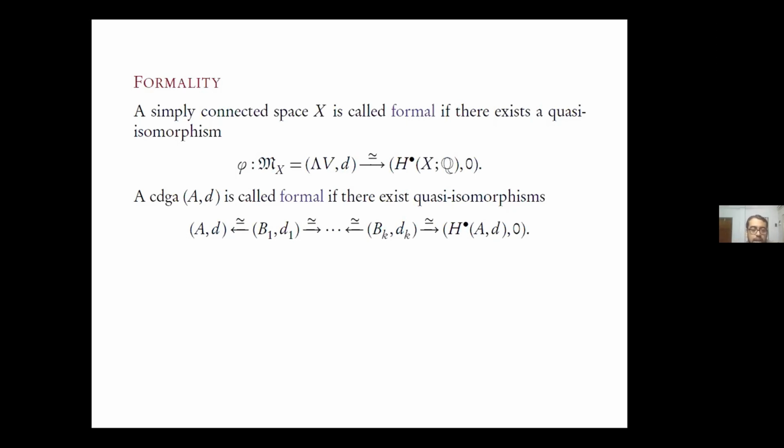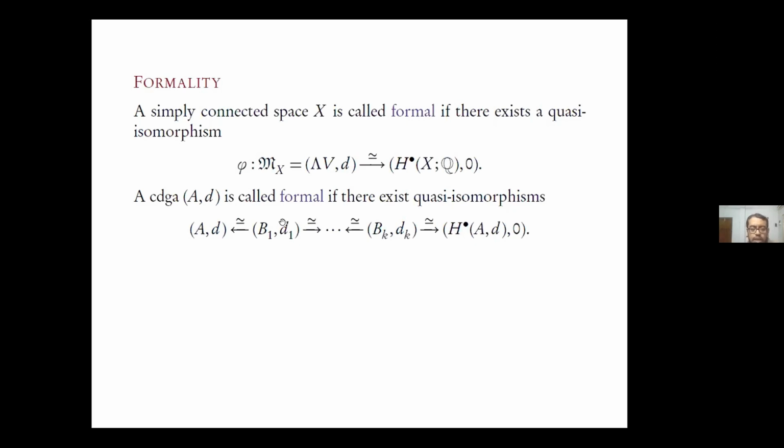They may not be one single map, but whenever this happens, you call (A, d) formal. And you see the connection between these two definitions: if I had a space, then I would basically want to put APL here, the piecewise polynomial forms with Q coefficients of the space, and then I have the cohomology of that, but the cohomology of that is nothing but the cohomology of the space, correct?